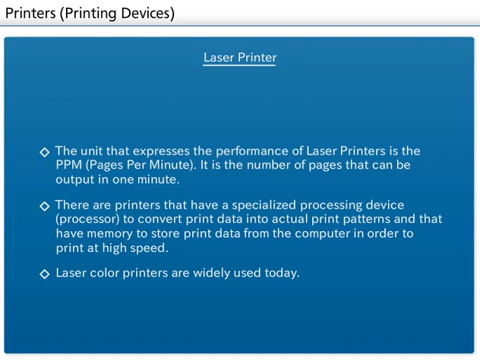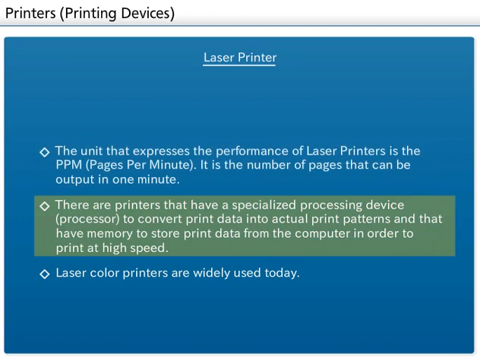The unit that expresses the performance of laser printers is the ppm, pages per minute. It is the number of pages that can be output in 1 minute. It is used in catalog descriptions, etc. Printers for PCs that can print at 40 to 50 ppm have appeared on the market.